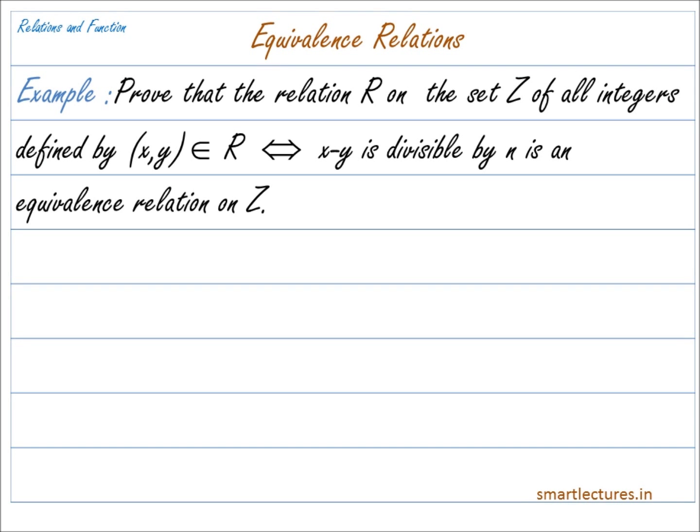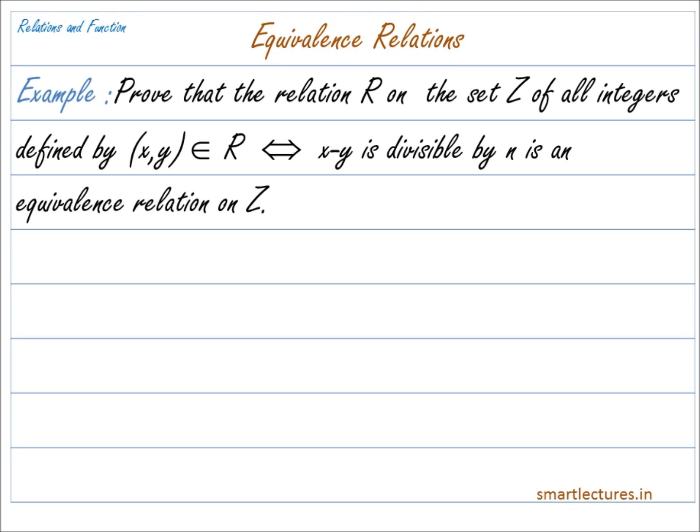Let's solve one more example. Prove that the relation R on the set Z of all integers defined by (x, y) belongs to R if and only if x minus y is divisible by n is an equivalence relation on Z.